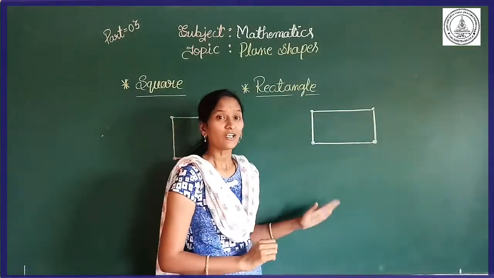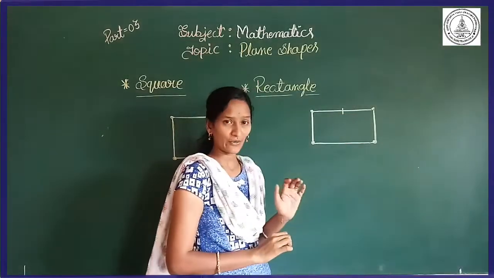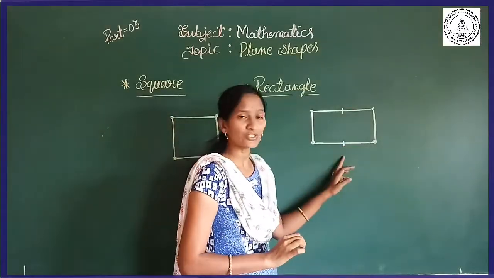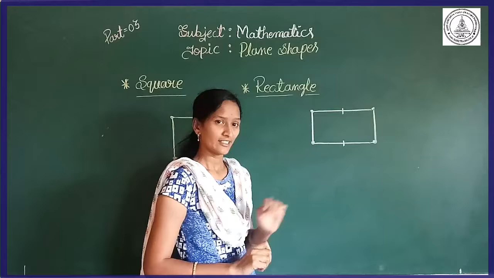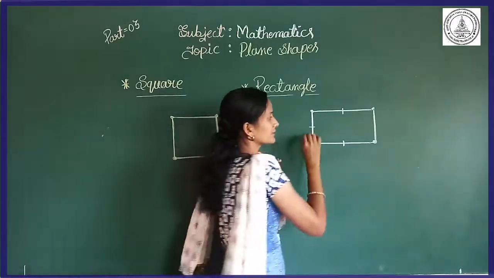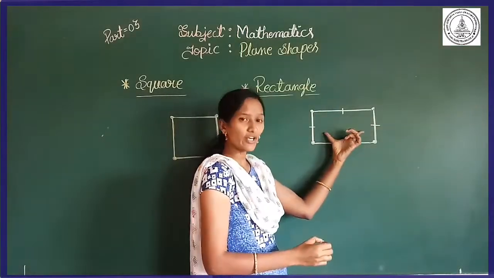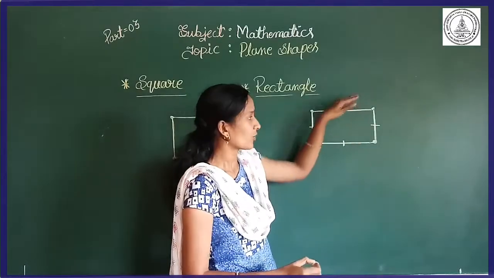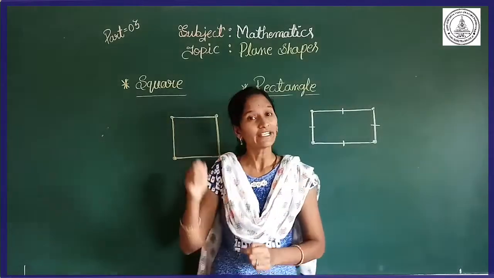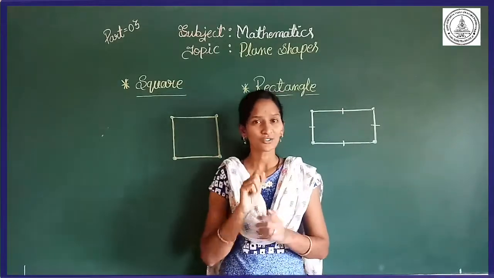Yes, next very important thing. In a rectangle, opposite sides are equal. See here, it is the first side. Its opposite side is this one. So these two sides are equal in a rectangle. Now here is another side, that is the third one. Its opposite side is this. So these two sides are equal. So totally, opposite sides are equal in a rectangle. But in a square, all four sides are equal.